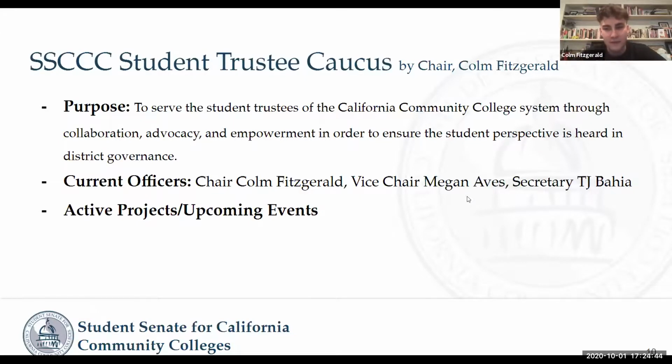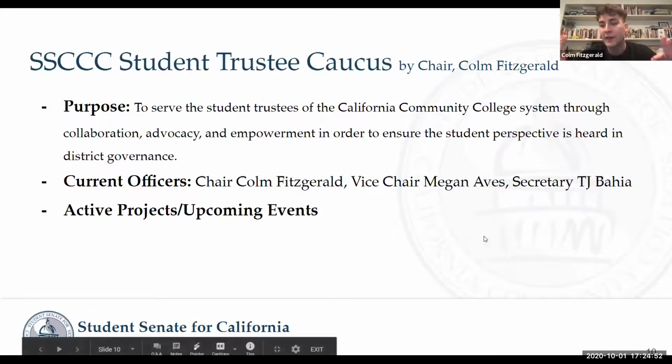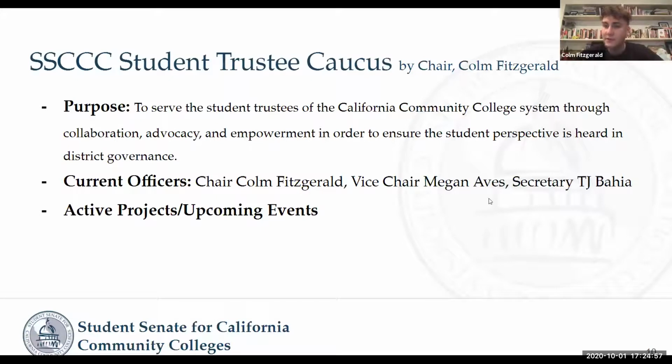So when we advocate for student trustees to have increased privileges and rights and responsibilities in district governance, that's not us advocating selfishly. That's us recognizing that in order to achieve the vision for success, which is the guiding principle of the California community colleges that the Board of Governors and the Chancellor's Office has adopted, the student perspective must be empowered. And so everything we advocate in the Trustee Caucus relates to this, and I hope you will join us in that advocacy. Thanks so much.